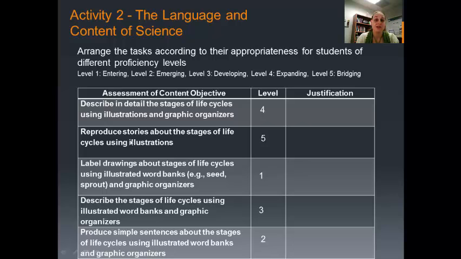This is number 5 because, as I said before, you have the most amount of language that these students have to actually reproduce their own stories. So you're talking about a paragraph of more of their own language, and you've also taken away one support. So now they're going off of just an illustration.